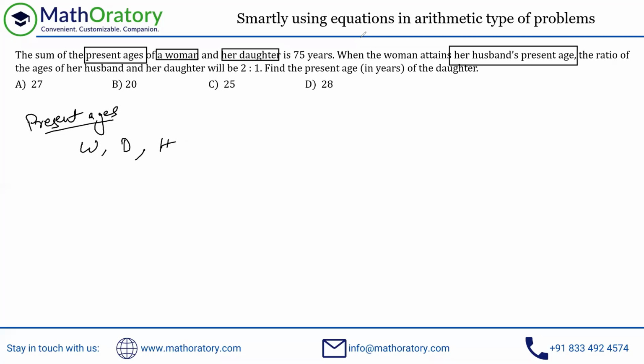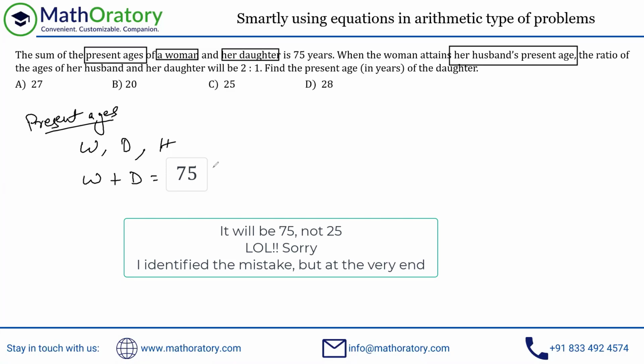To begin with, we have the sum of the present ages. So this part of the information, present ages of the woman and her daughter, the sum of it, that is, let me highlight it properly. So the sum of the present ages of the woman and her daughter is 75 years. So this W and D should add up to 75. This is relevant. And now comes the important part.